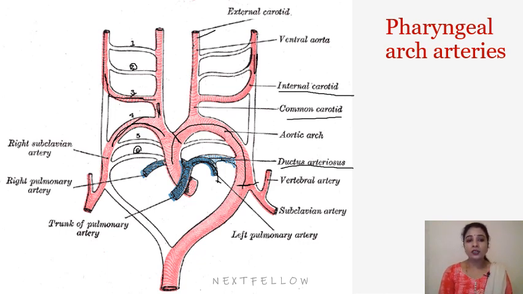On the right side, the proximal part of the sixth arch artery will form the right pulmonary artery, whereas the distal part will disappear completely. So that is the development of the aortic arch arteries. The distal part on the left side forms the ductus arteriosus, and on the right side the distal part disappears completely.